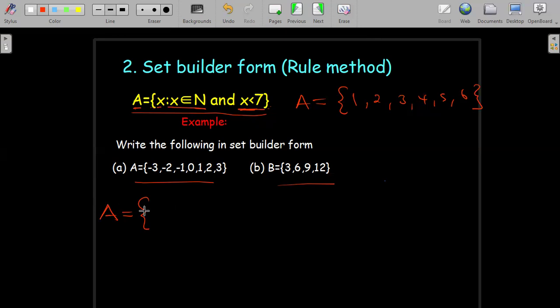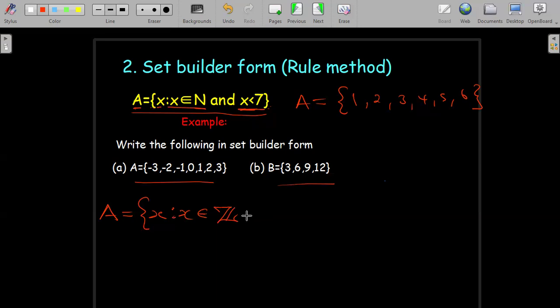Okay, so I start for you saying A is equal to braces, X such that. Then here, X is what? So look at these numbers here. What are these numbers that are listed out? These are all positive and negative numbers, which are just integers, right? Yes, so X is an integer, X is a member of the integers.